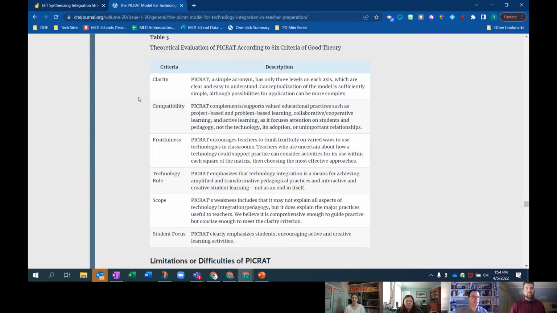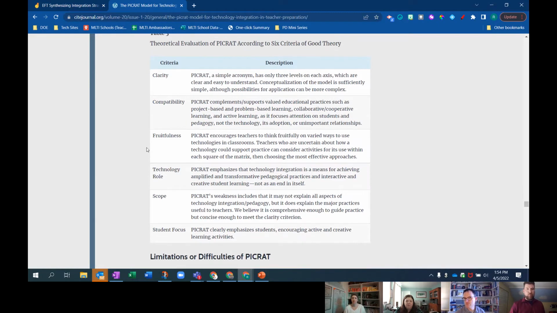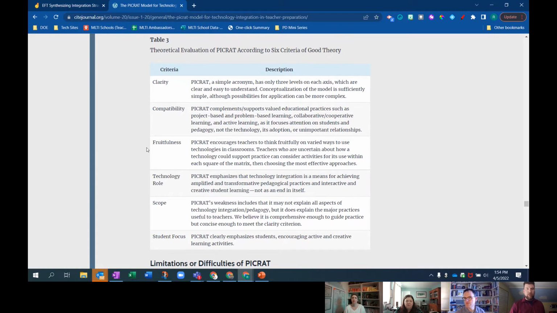Yeah, that's exactly what I'm looking at, that clarity, compatibility. Yep, right. All the different pieces that they talk about there. Absolutely. I think they're well aware of that. And it goes along with that matrix, right? That's just the visual piece of it. This is the understanding piece that goes along with the integration.